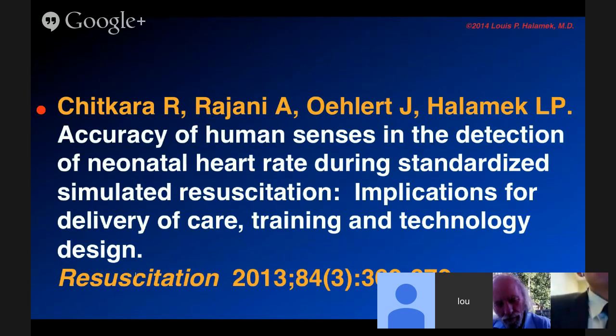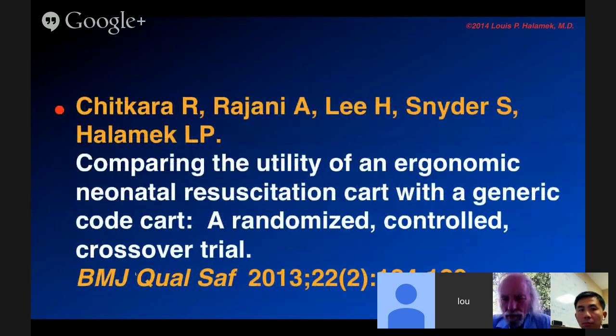In this study, we're actually able to narrow the variables down to essentially the human beings, their ability to actually detect the heart rate. Because we use the same mannequin, the heart tones came from the same location in the chest, they were the same volume, they had the same pitch, and even the ambient noise in the room was the same for all of these scenarios. So it's a great example of how simulation can help us answer some very difficult clinical questions.